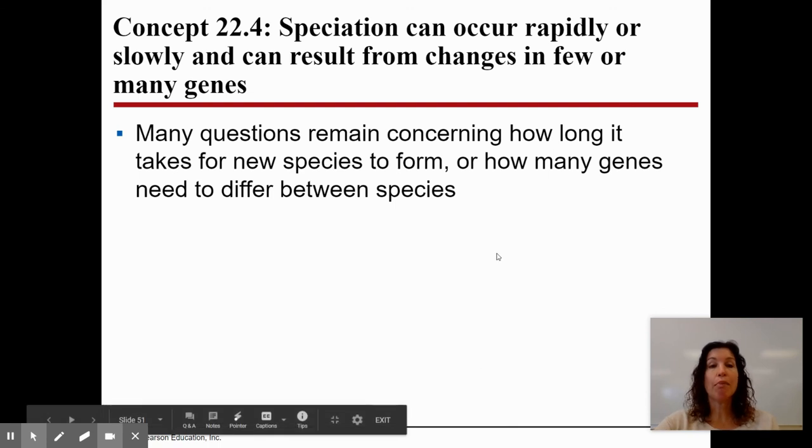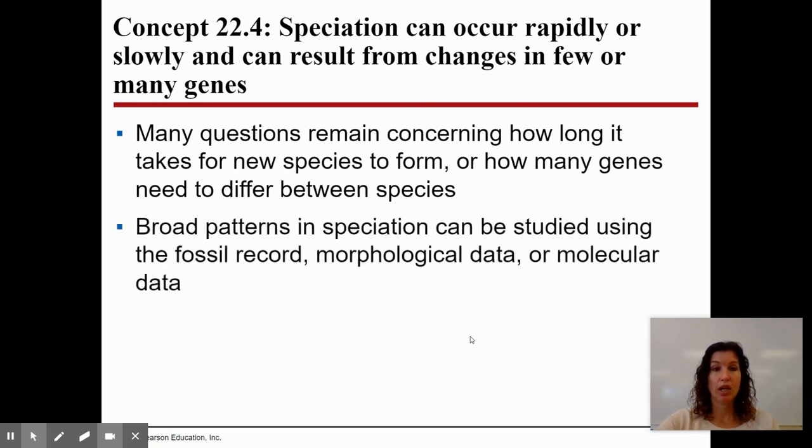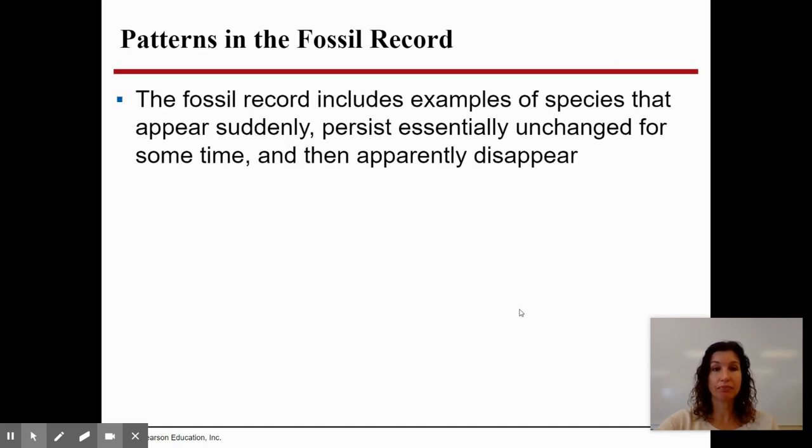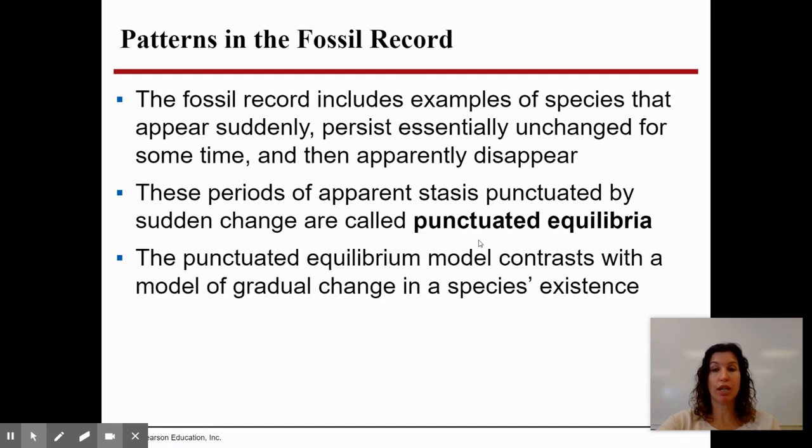All right, so many questions remain concerning how long it takes for a new species to form or how many genes need to differ between species. Broad patterns in speciation can be studied using the fossil record, morphological data, or molecular data. The fossil record includes examples of species that appear suddenly, persist essentially unchanged for some time, and then apparently disappear. So these periods of apparent stasis, or kind of like nothing's happening, punctuated by a sudden change, are called punctuated equilibria.